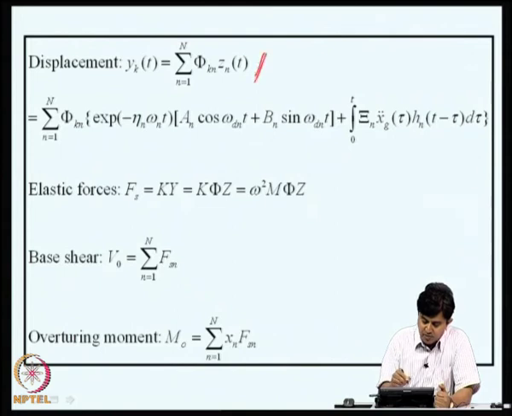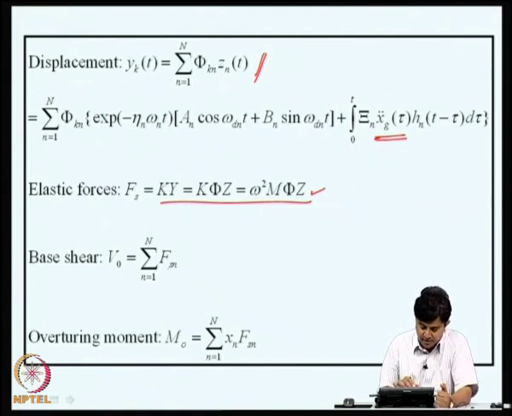Now, the structure's displacement at the kth degree of freedom is given by this, and this can be expressed in terms of ground acceleration in this form. How about elastic forces? It is the stiffness matrix into the relative displacement, and this again can be obtained using this. How about base shear? It is the sum of the floor shears at various levels, and this can be obtained once we know the elastic forces. Similarly, overturning moment is the moment of these forces at different floor levels multiplied by the heights. x_n is the height of the nth floor measured from the ground. So, these quantities are of interest when we analyze the structure for support displacement.